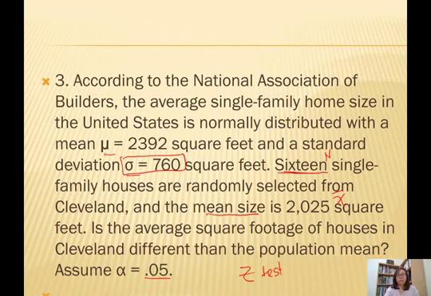Using the alpha of 0.05, see if you can calculate to see if there's a mean difference between the population mean of 2392 and the sample mean of 2025.